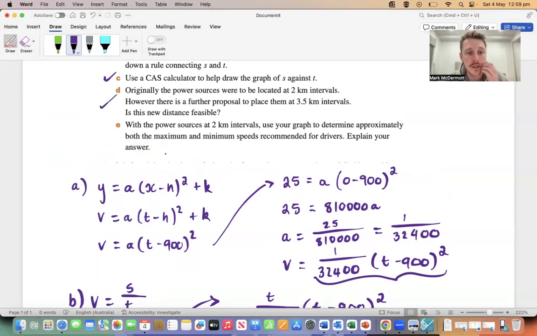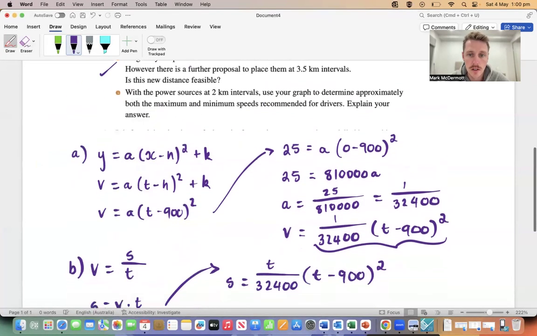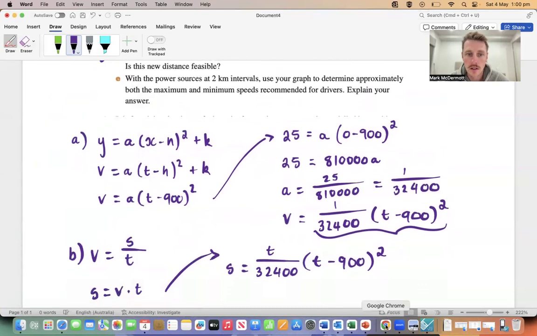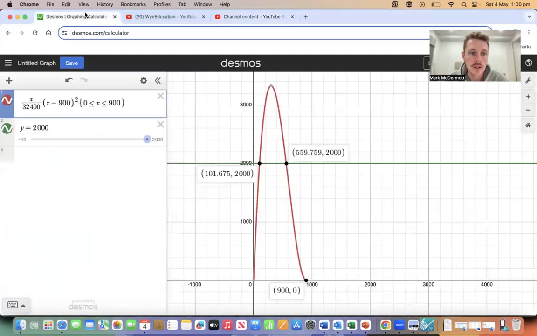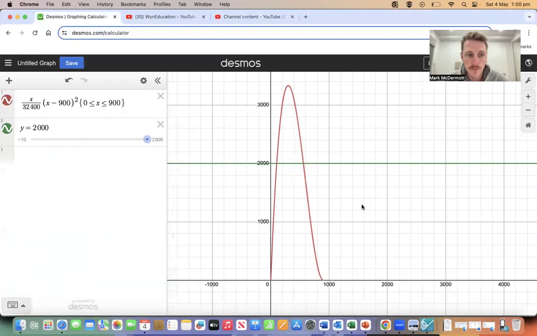Okay, so that's our reasoning for that part. Okay, the last part is a bit tricky. So with the power sources at 2 kilometers intervals, use your graph to determine approximately both the maximum and minimum speeds recommended for drivers. Explain your answer. This is where I'm going to go to Desmos and we're going to have a look here. So this is the graph. And as we said, we're only interested up to this point. And then this is where the taxis have traveled 2 kilometers, 2,000 meters.